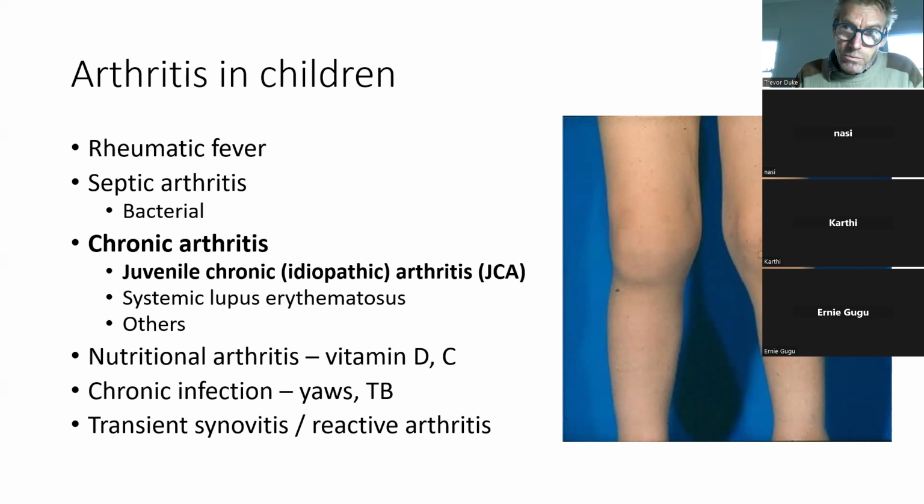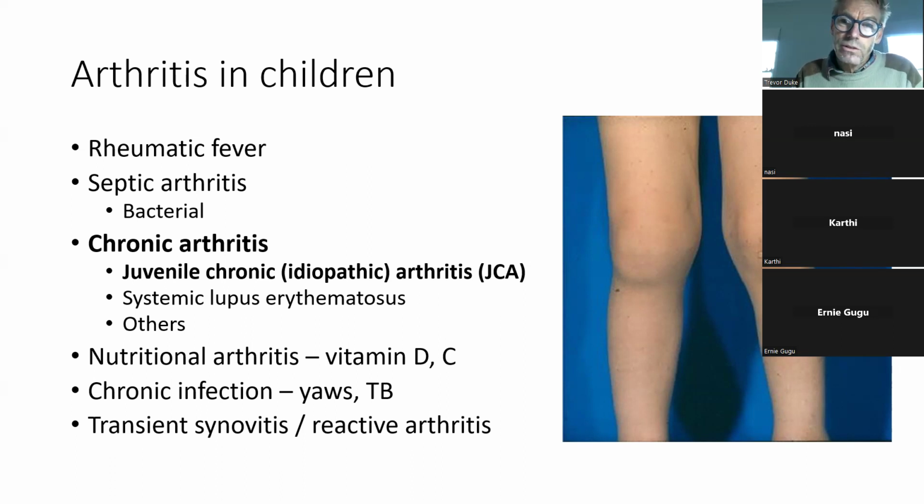And then the main condition I want to talk about today is chronic arthritis, and especially juvenile chronic arthritis, sometimes called juvenile idiopathic arthritis, JCA or JIA. We won't talk too much about systemic lupus erythematosus, but that's part of the differential diagnosis of JCA. It's a talk in itself. And then there are other connective tissue disorders that sometimes cause chronic arthritis in children. I won't talk about them today, but conditions like dermatomyositis also occur in children.